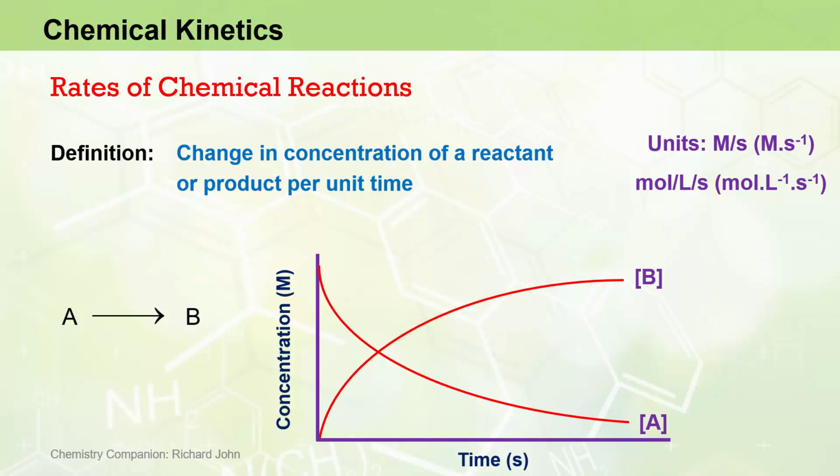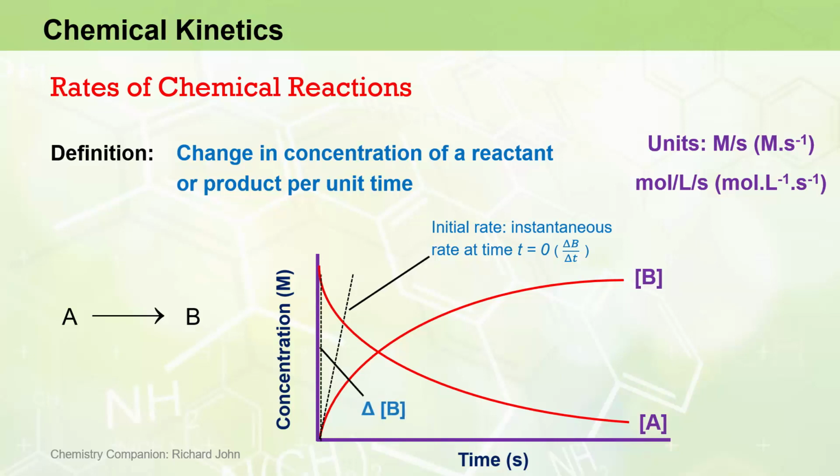Another important measure of reaction rate that we often want to consider is the initial rate of reaction, which is defined as the instantaneous rate at time t equals 0 and is again determined from the slope of the graph at this time, t equals 0, by dividing the change in concentration by the change in time.